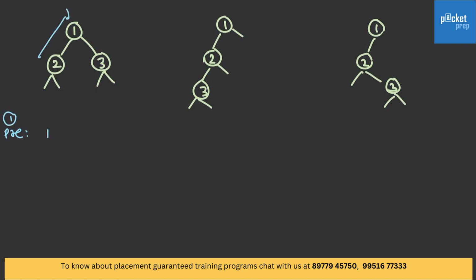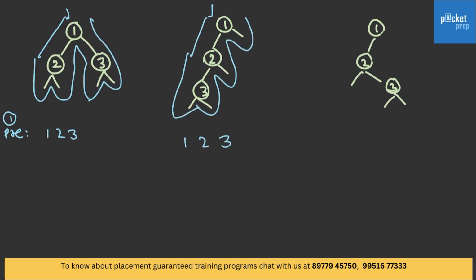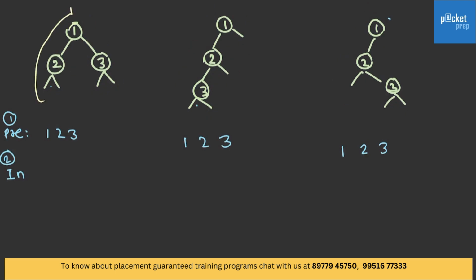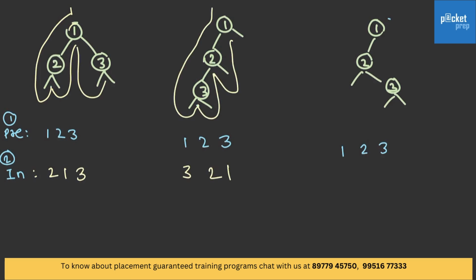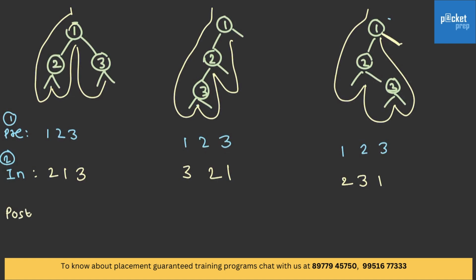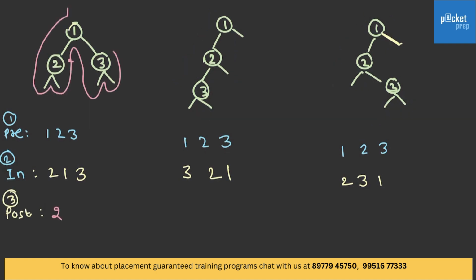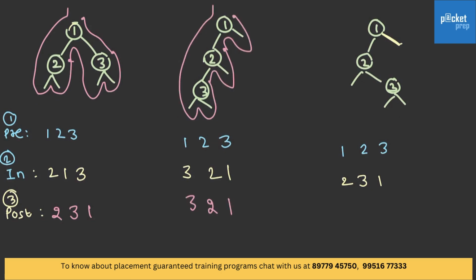I am visiting 1, 2, 3. 1, 2, 3. 1, 2, 3. Let me write for in-order traversal where I am visiting it for the second time. So I will start from here. I am visiting 2 for the second time. So 2, 1, 3. 3, 2, 1. 2, 3. Make sure that you draw branches for each and every node. 1. Let's finally write post-order traversal when I visit the node for the third time. 2, 3, 1. 3, 2, 1.